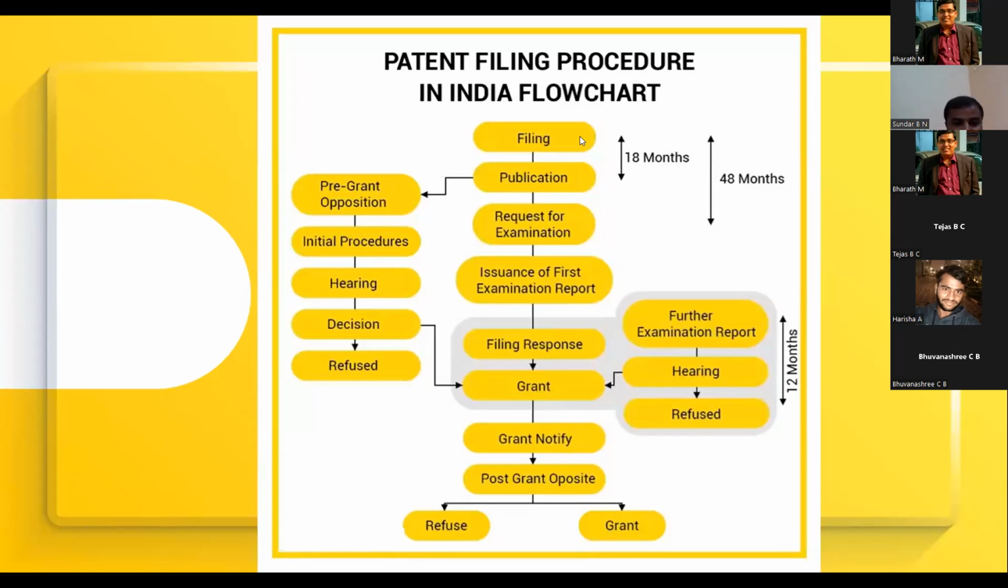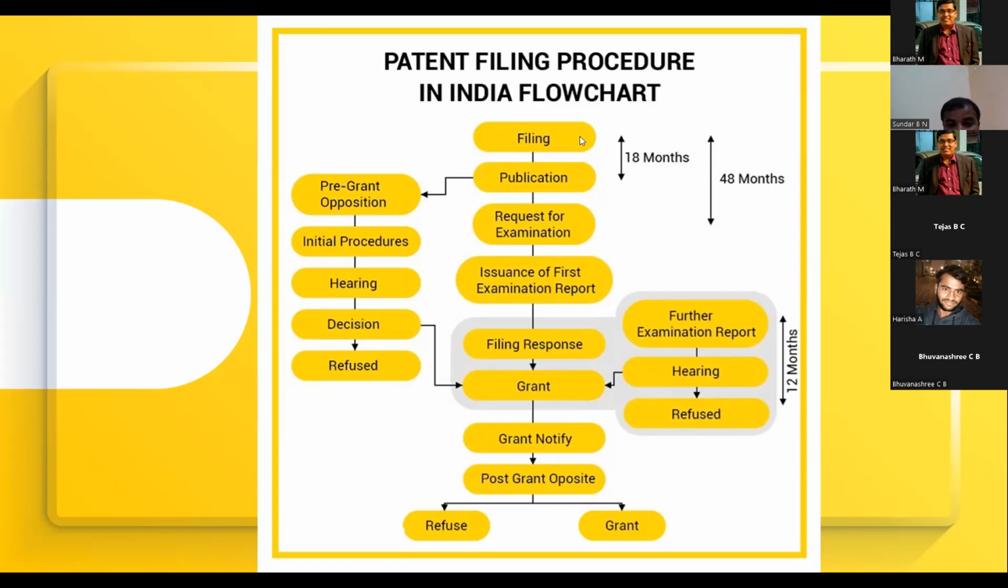It takes almost 12 to 24 months from filing the request for examination. So you made a request for examination. Exactly after 12 to 24 months of filing the request, the first examination report will be issued. So, issuance of the first examination report. This report may raise substantive and procedural objections regarding the patent.